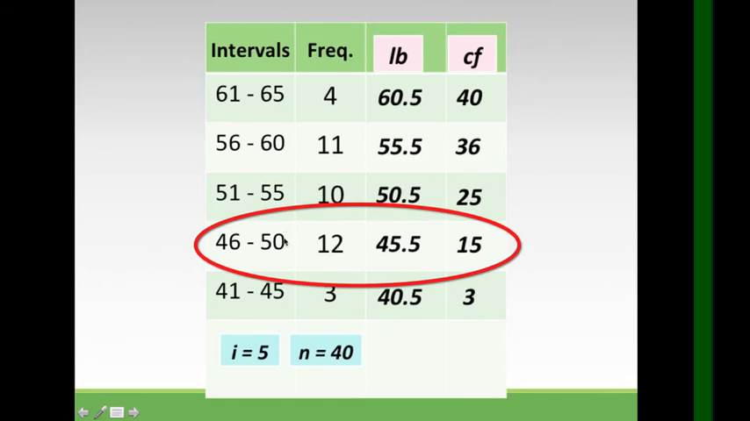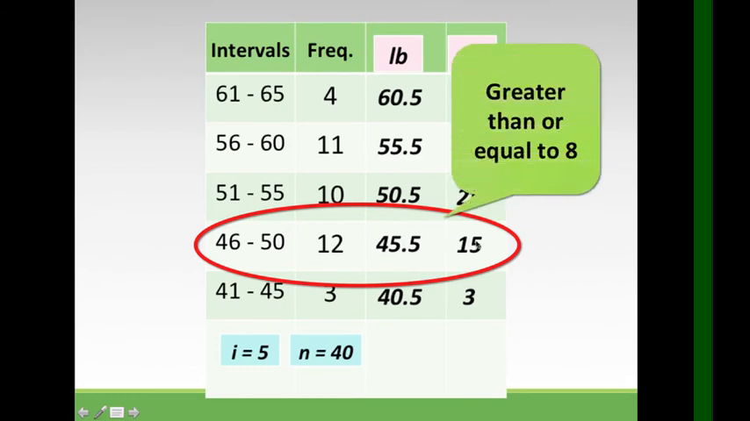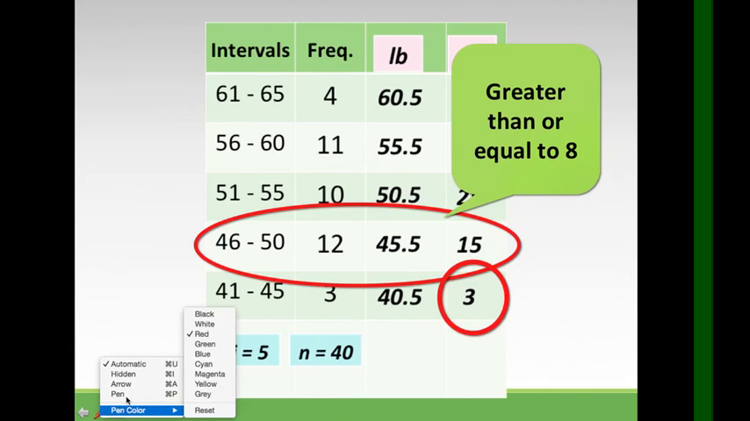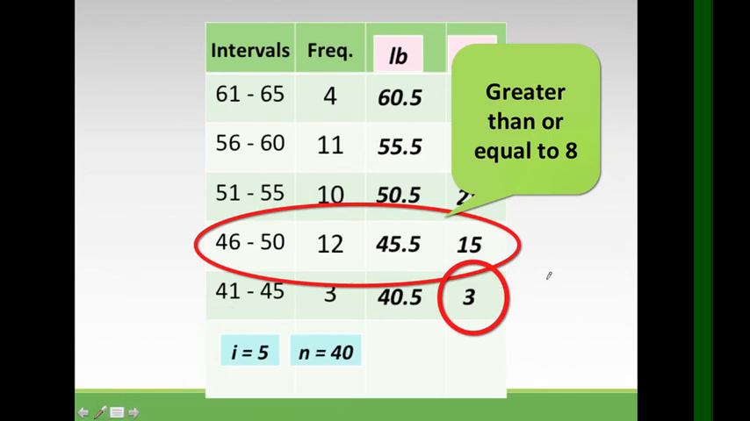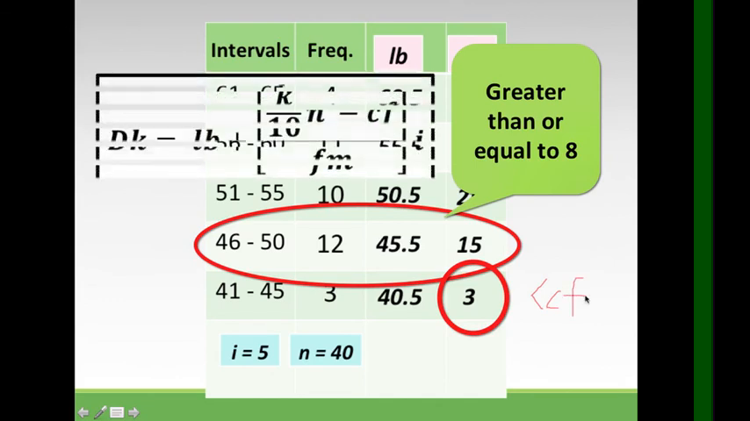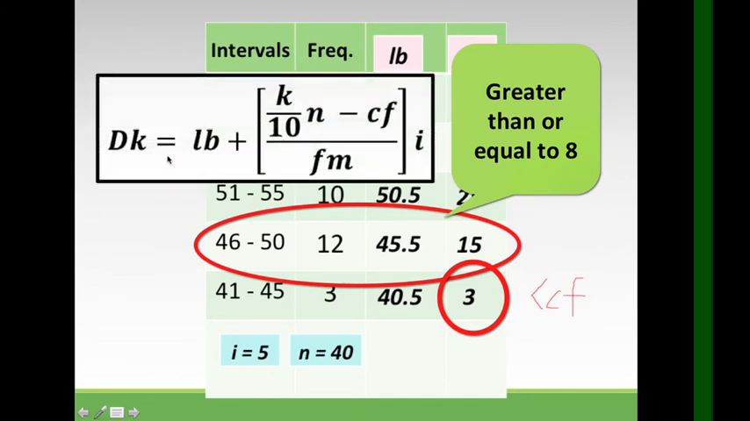So, lahat ng mga nandito, gagamitin natin sila sa formula. So, this is greater than or equal to 8. And 3, kung natatandaan nyo yung sinabi ko kanina, we have the less than cumulative frequency or less than CF. Siya yung magiging less than CF natin. So, we have this formula.